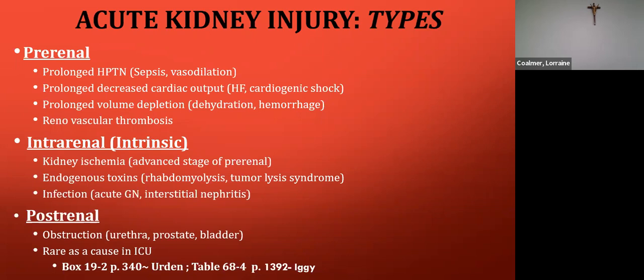Toxins, rhabdo. So we release myoglobin and we release creatine kinase, or CK, and that's very toxic to the kidney. Myoglobin in particular. Tumor lysis syndrome, if you have a medication that can cause it. She can talk about that with transplant. Never have I in my 32 years taken care of anybody with tumor lysis syndrome. And then infection, acute glomerular nephritis.